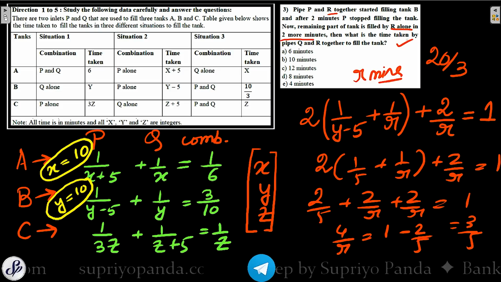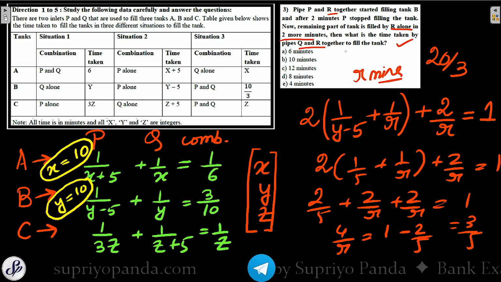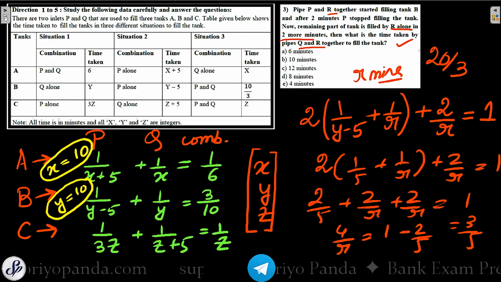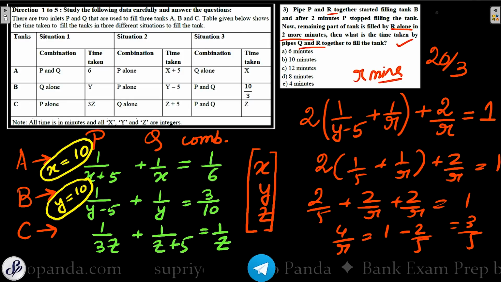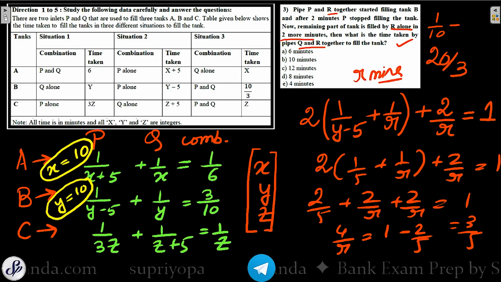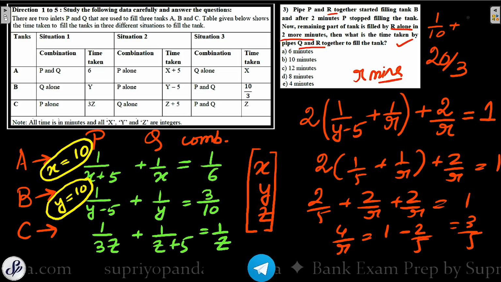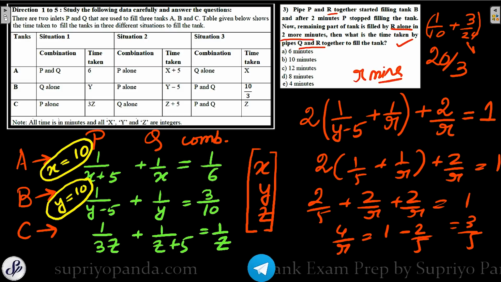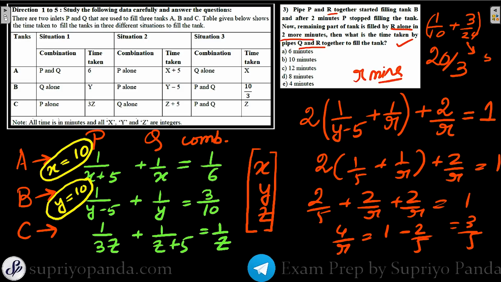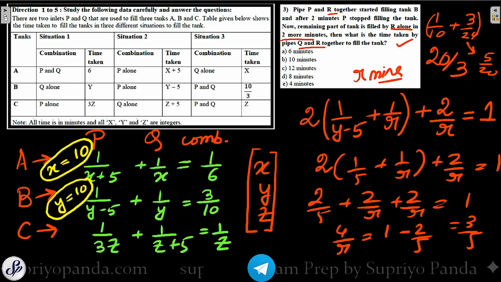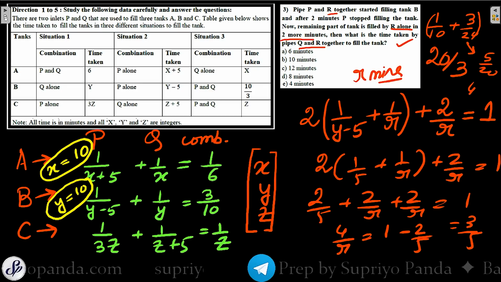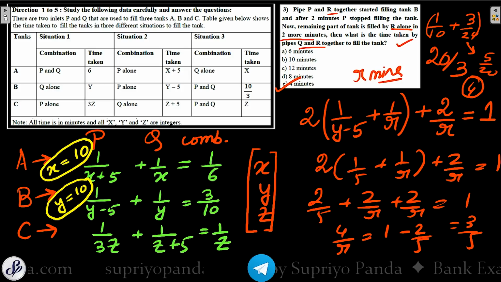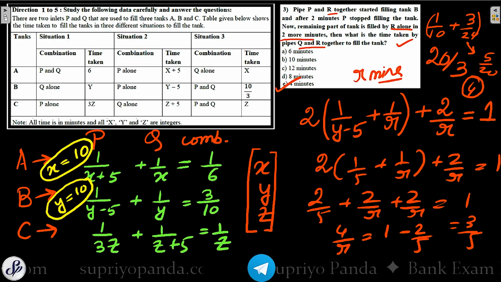So the value of R comes to 20 by 3, but that is not our answer, because they are asking what is the time taken by pipes Q and R together to fill the tank. So Q, we already know, is 1 by y. So what is 1 by y? It is 1 by 10. So it is 1 by 10 plus 20 by 3, so we have to invert it as 3 by 20. If we sum both of these, what are we getting? We are getting 5 by 20. So the answer will be 1 by 4, or 4 minutes. So the answer for question number 3 is E, 4 minutes.